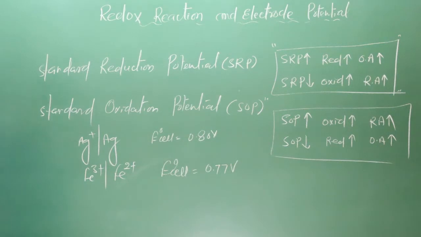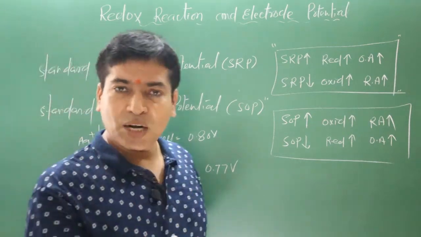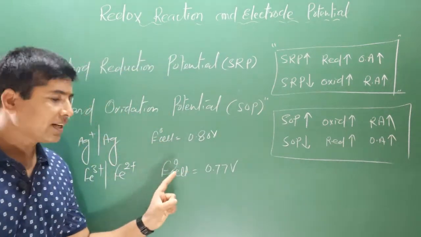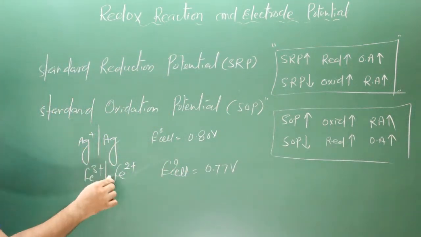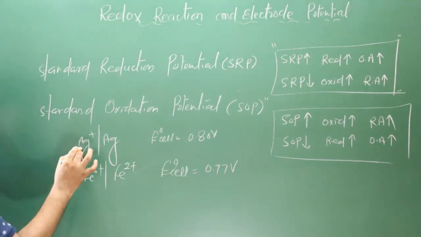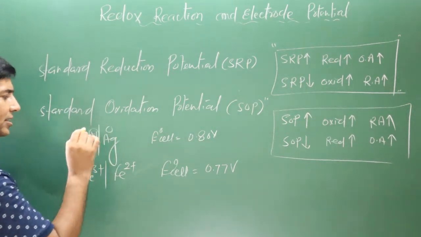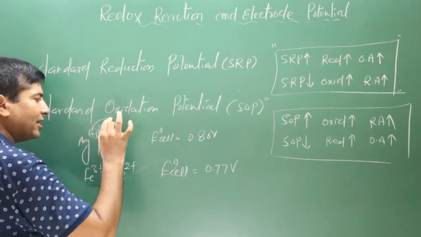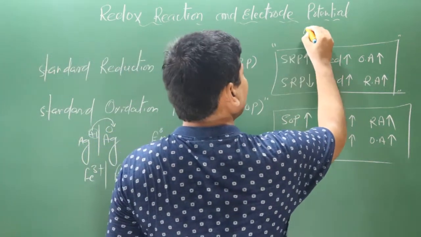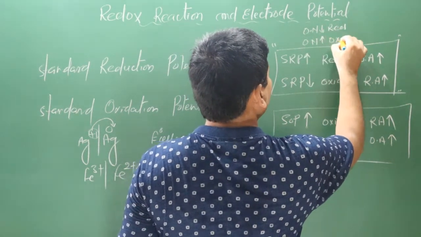Now pay attention very carefully. In these two equations we are not told whether these values are SRP values or SOP values. Only E naught cell values are given. No problem, by looking at the equation we can easily identify whether these values are SRP or SOP. This silver ion is present in +1 oxidation number. This is a neutral element, so it will have 0 oxidation number. Comparing the oxidation numbers, +1 to 0 is a decrease in oxidation number, and decrease in oxidation number is always reduction reaction, and increase in oxidation number is always oxidation reaction.